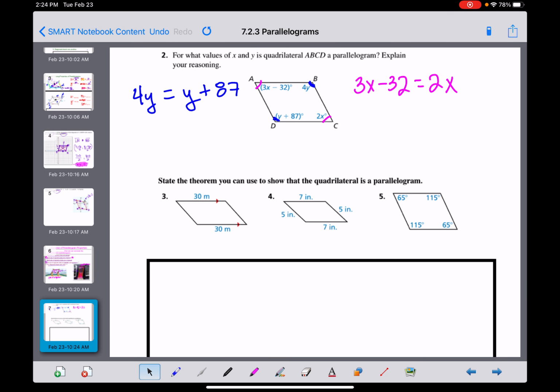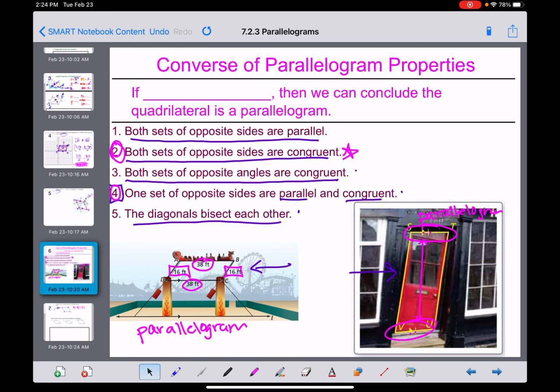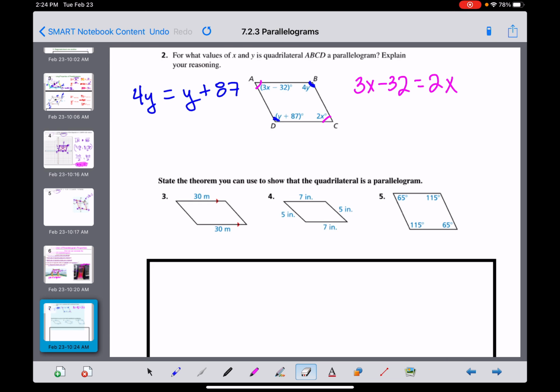State the theorem. This is from the last slide, and once again, this is a good slide to take a picture of for your notes. Which one of those theorems shows that these quadrilaterals are actually parallelograms? So what is your reasoning that 3 is a parallelogram? What's your reasoning that 4 is? And what's your reasoning that 5 is?